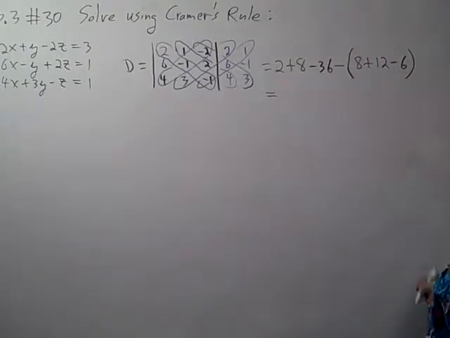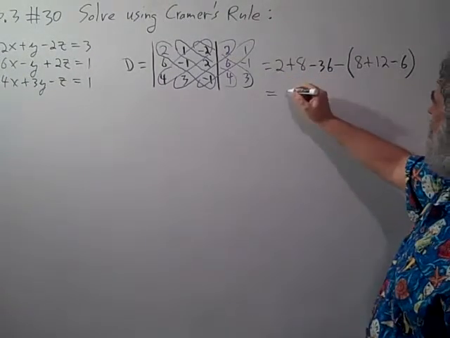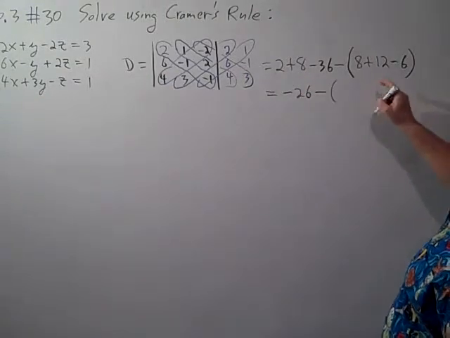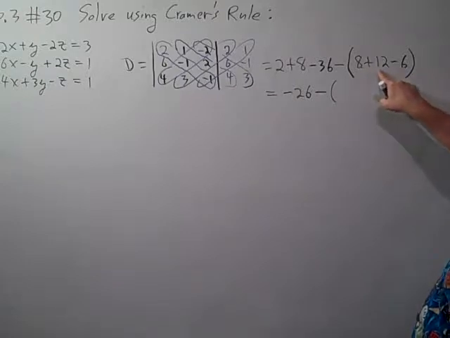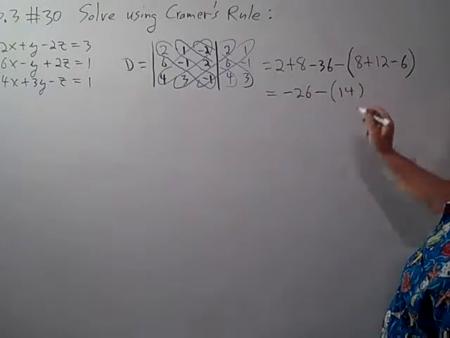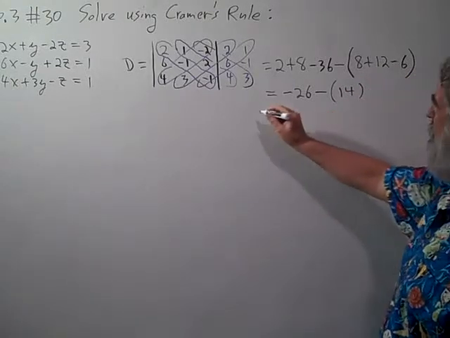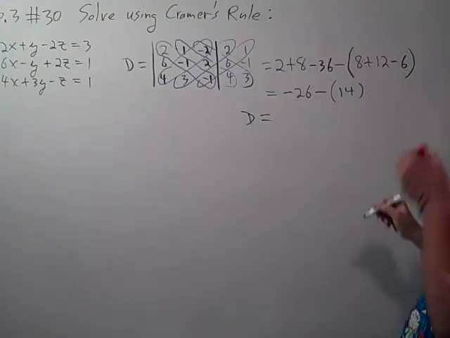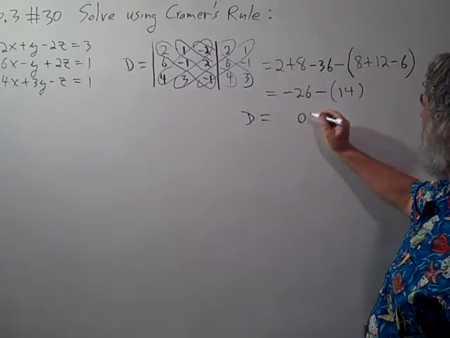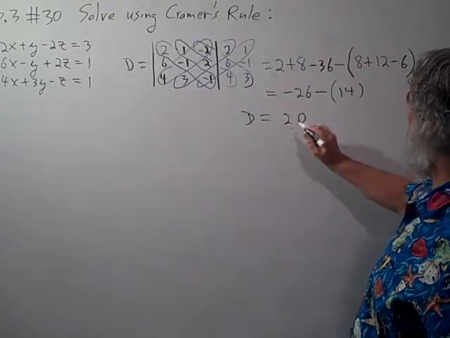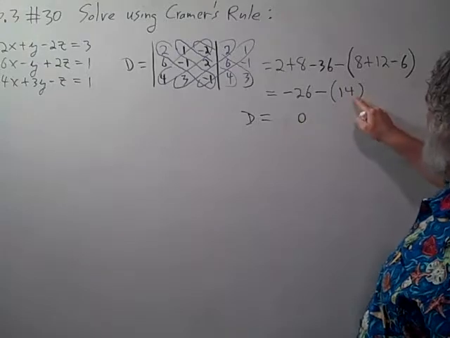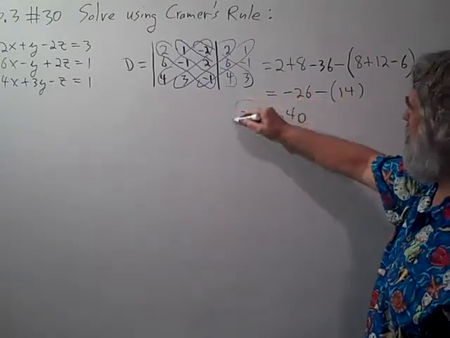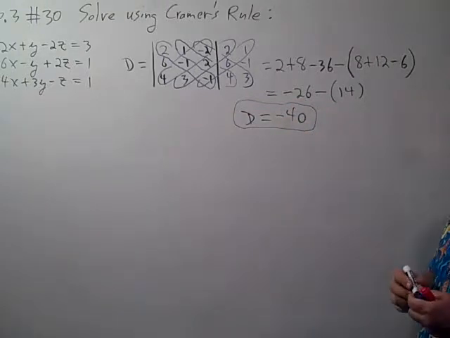So we end up getting 10 take away 36 is -26. And we're subtracting from that 8 plus 12 is 20, take away 6 is 14. So our D in this case is equal to -26 - 14. Let's see, 6 plus 4 is 10, carry the 1, so 40. -40 is what our D equals for this system.